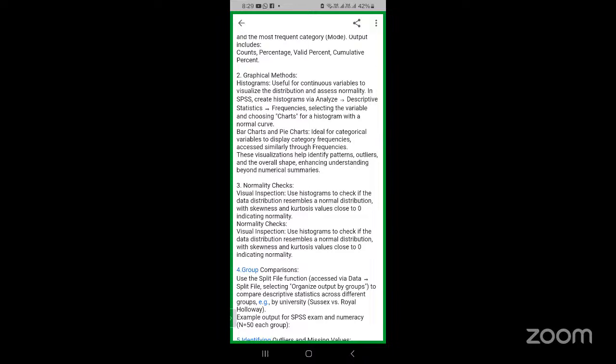Another important part is group comparison. Now, in some cases, you have to split the data into two groups. One group will be the training group, another will be the test group. So data splitting, this is very, very important. At least 80% data will be used for the training and 20% data will be used for the testing.